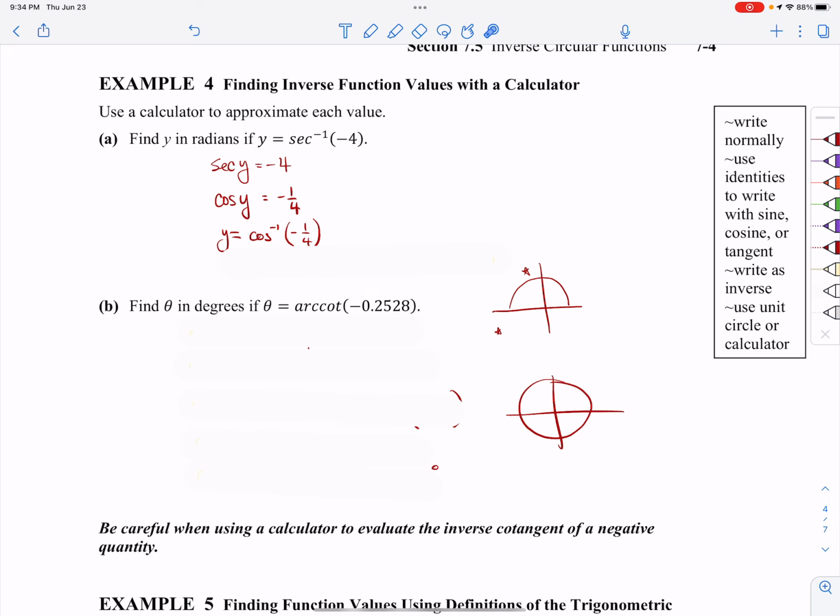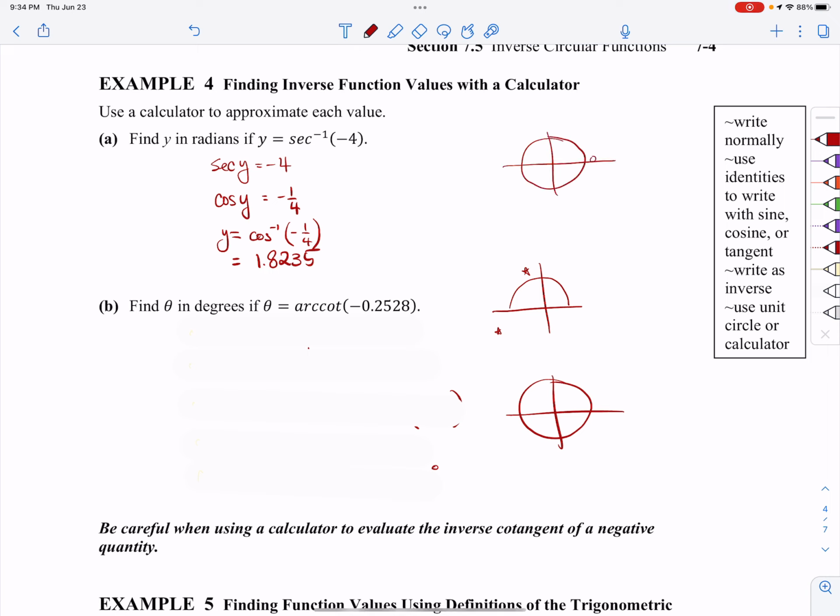Make sure that you're in radian mode. Type this into the calculator here, and you're going to get 1.8235. Now you say, is that in the second quadrant? I don't know if it's in the second quadrant. So think about your radian values in the unit circle and convert them to decimals.